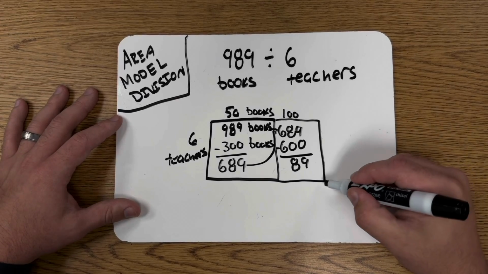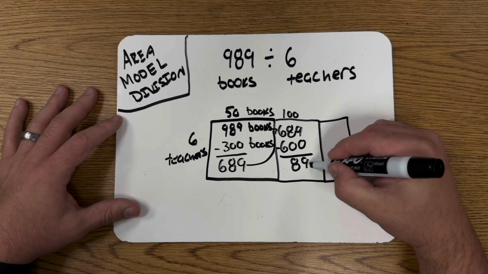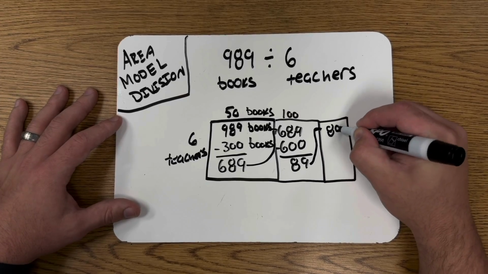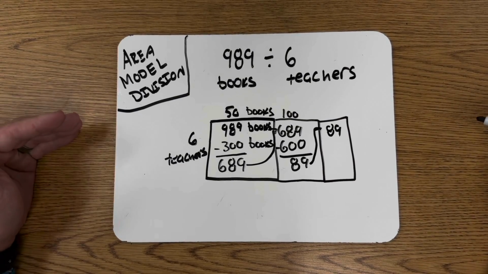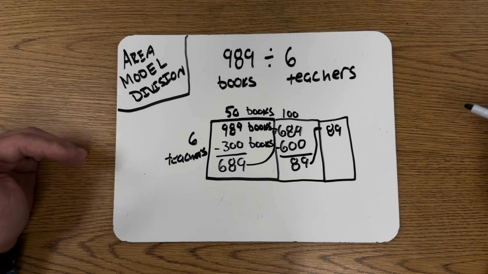I have 89 left. I'm going to go ahead, make myself another box and bring over my 89. And again, I got to think, how many books could I distribute this time to see how close can I get?